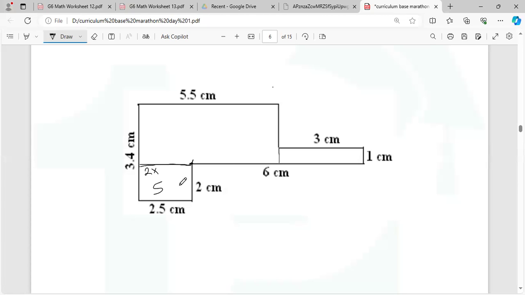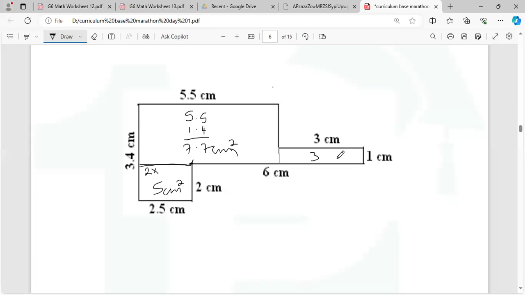And for the next one, I multiplied 5.5 centimeters by 1.4 centimeters because I had to subtract 2 from 3.4 centimeters to get 7.7 centimeters. And for the last one, I multiplied 3 by 1, which is 3.